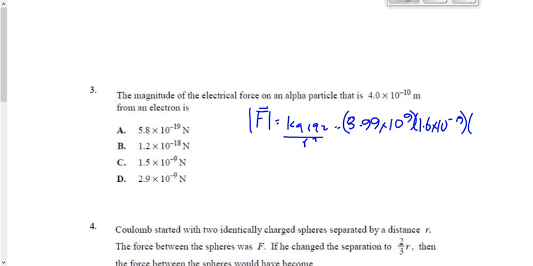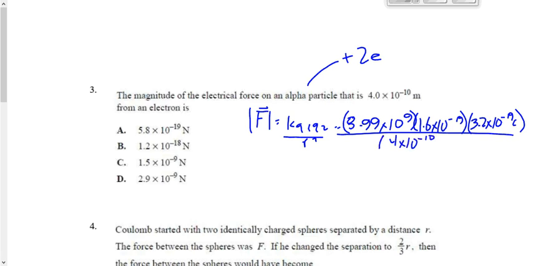When we say the charge of an alpha particle is plus 2e, what does the e stand for? Yeah, the elementary charge. And the elementary charge has a value of 1.60 times 10 to the minus 19 coulombs. So 2 times that is 3.2 times 10 to the minus 19 coulombs. Okay, we divide that by r, which is 4 times 10 to the negative 10, squared.